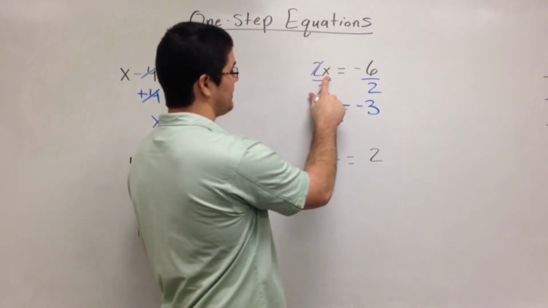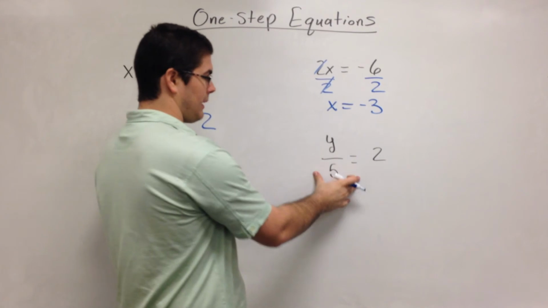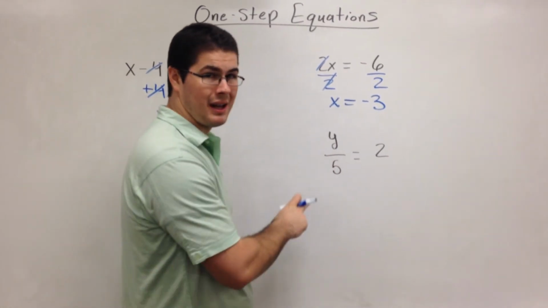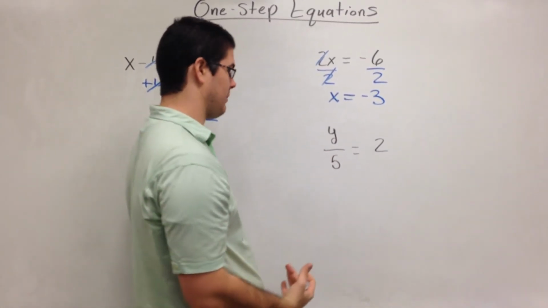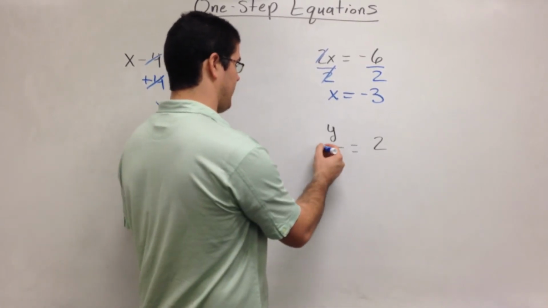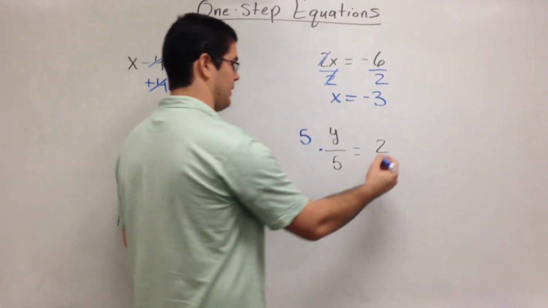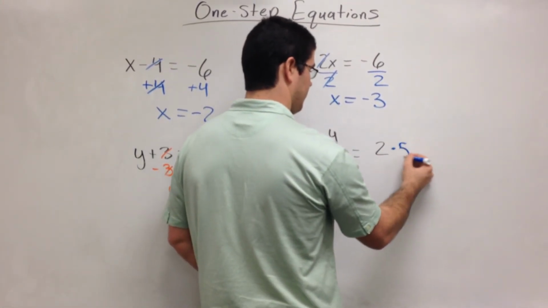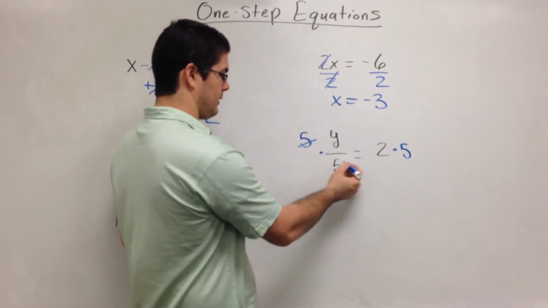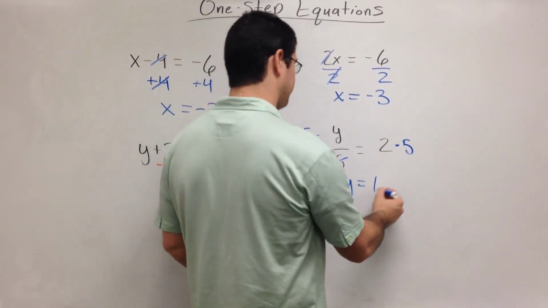Okay? And again, you can always check your answer. Does 2 times negative 3 give me negative 6? Well, it does. Okay? And so the same thing here. Here, though, the variable is y, and what's being done to y is you're dividing by 5. So to move that division by 5, you need to multiply by 5. Okay? And again, whenever I do the left side, I have to do the right side. These go away, and I'm just left with y equals 2 times 5, which is 10.